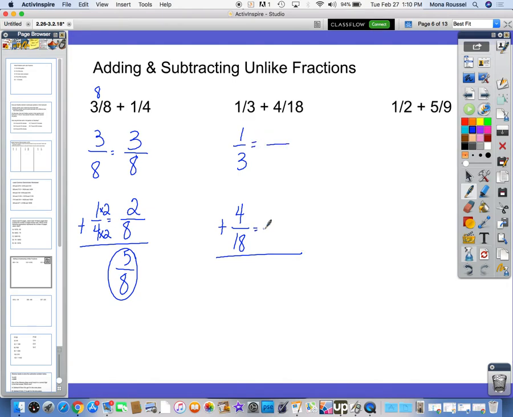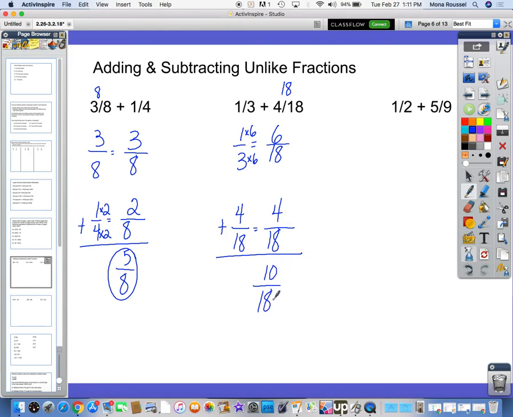We have to find the least common denominator so we can write like fractions. We start with the higher denominator, 18, and we list its multiples until we find something that 3 can go into evenly. The first multiple of 18 is 18. 3 can go into 18 evenly, so 18 is the least common denominator. In 1/3, we know that 3 times 6 would give us 18, so that means we have to multiply the numerator by 6. 1 times 6 is 6. In 4/18, the denominator is going to stay the same, so that means the numerator also stays the same. So now we can add 6/18 plus 4/18 gives us 10/18.